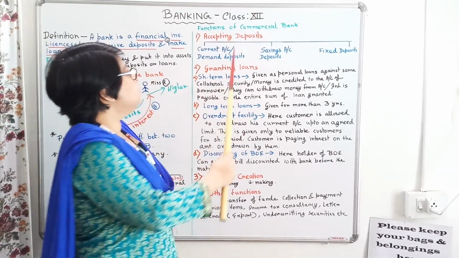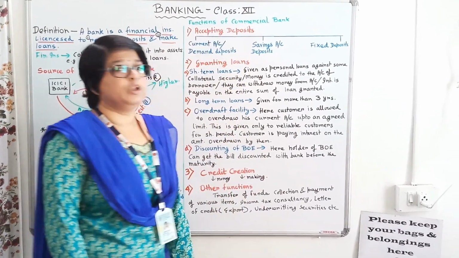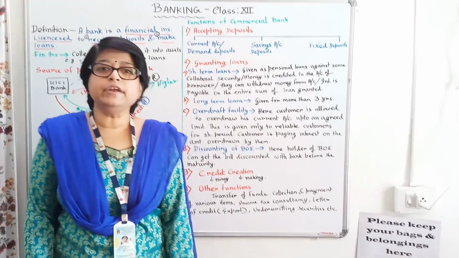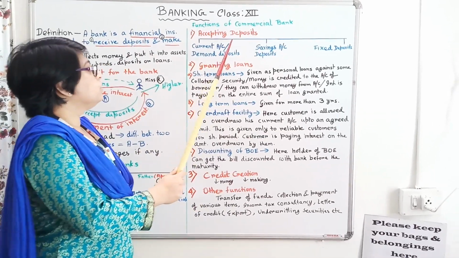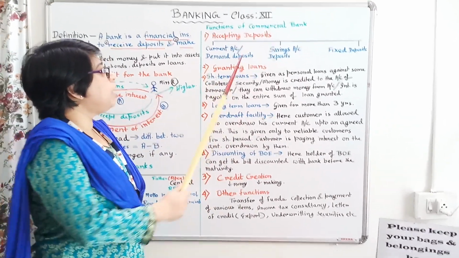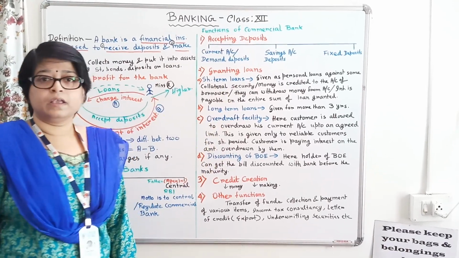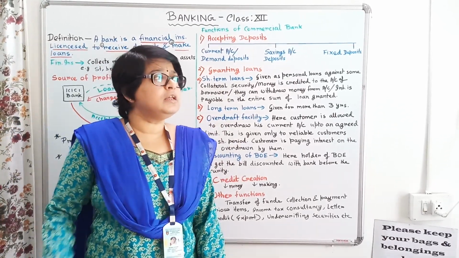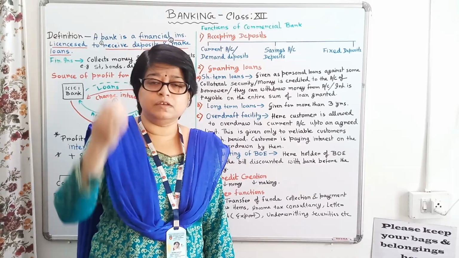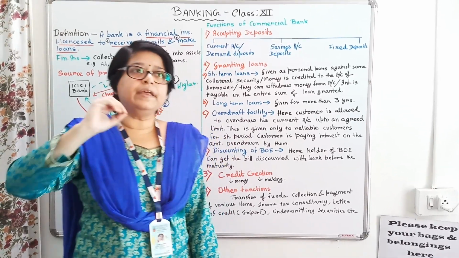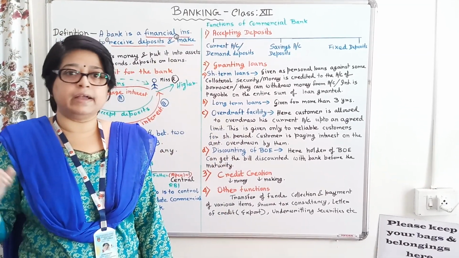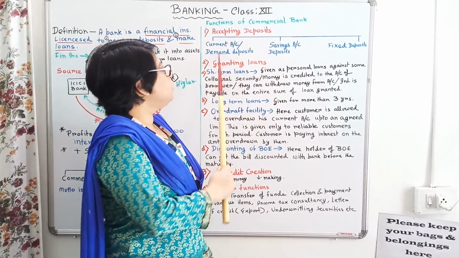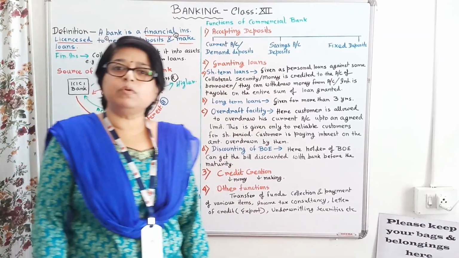The next segment is the function of the commercial bank. I have already told that the first function is to accept the deposit. Accepting deposit. See, in the banking chapter, again in BSD, we have studied there are several types of deposits in a bank. First type is what? Current account or demand deposit.